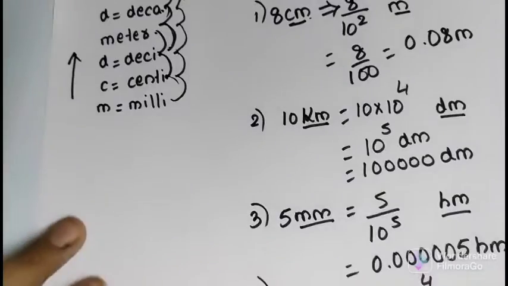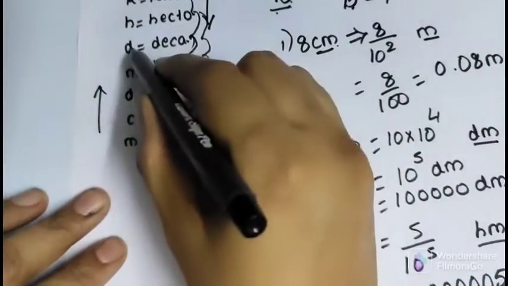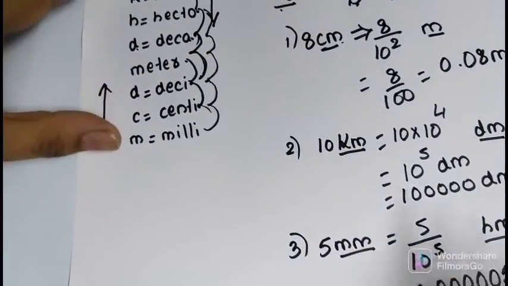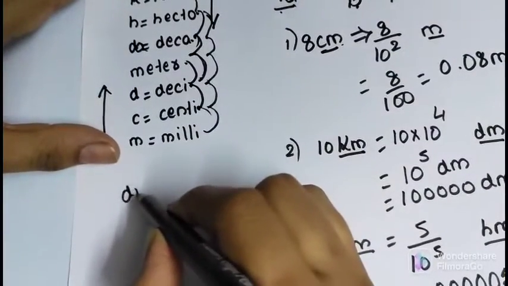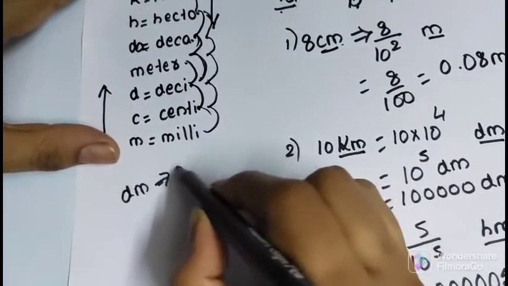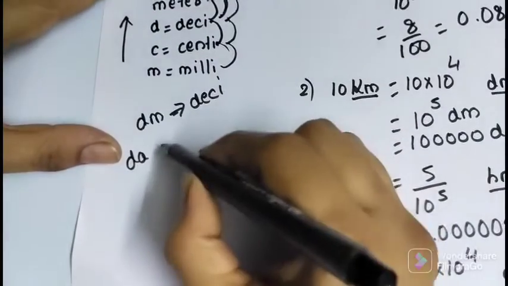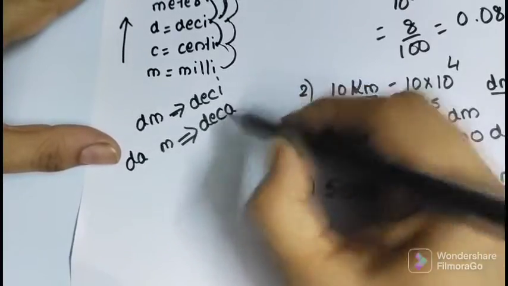Also, children might get confused between D and DA. So how do we make out in the exam which is deci and which is deca? Basically, whenever they give DM, it is directly decimeter, and whenever they use DA, that means it is deca. I hope I'm clear on this.